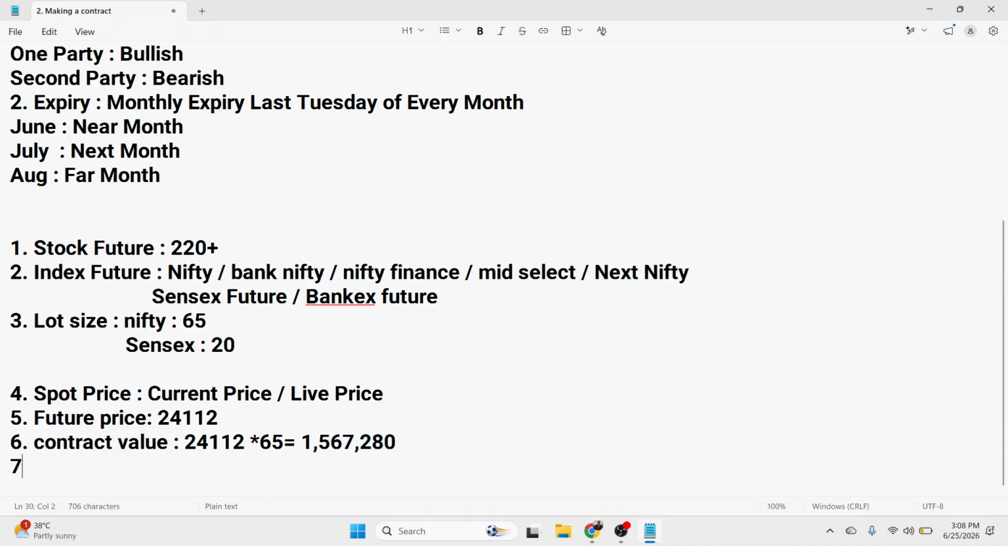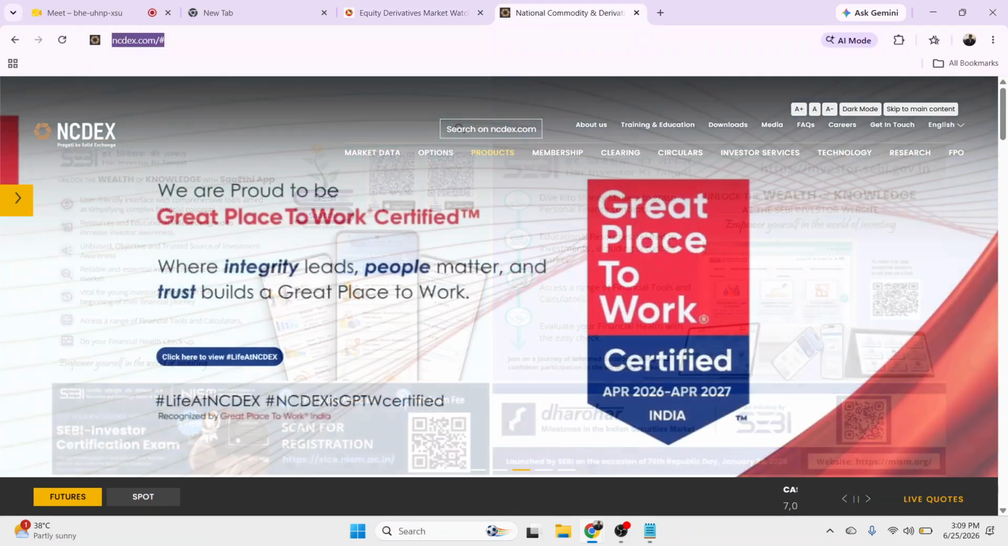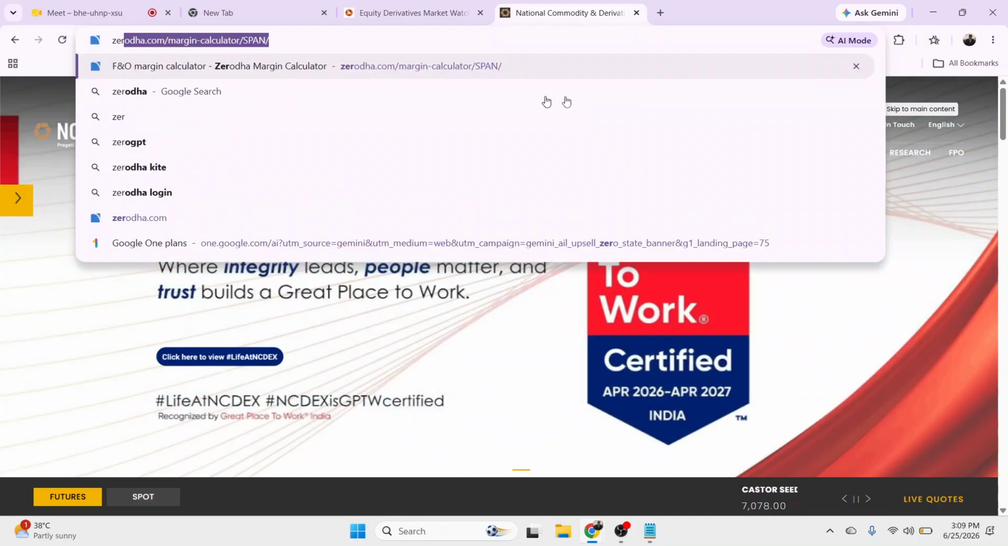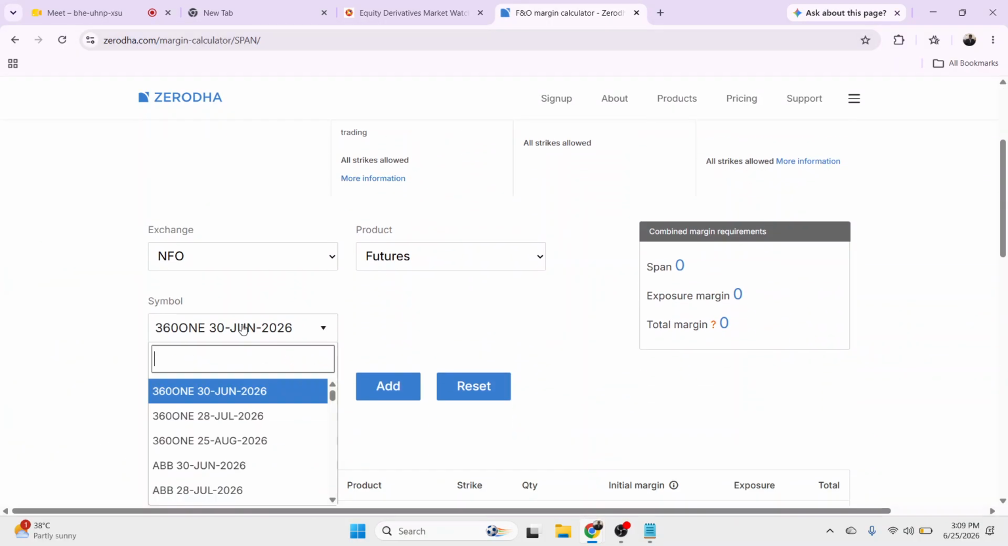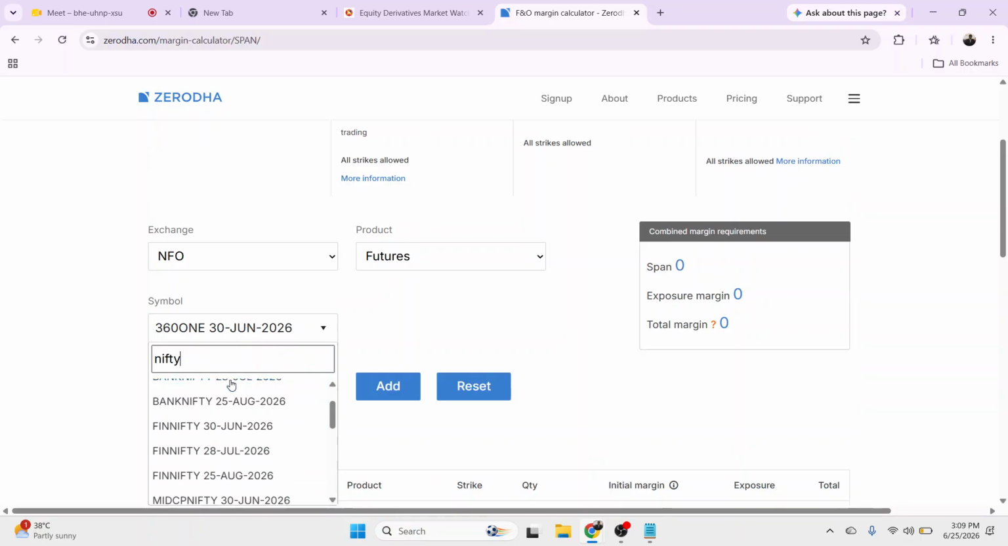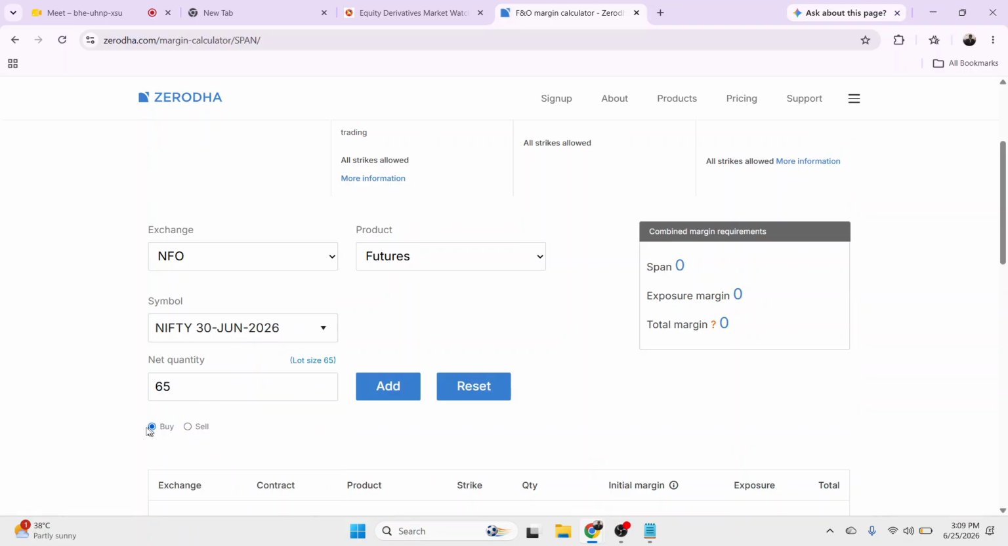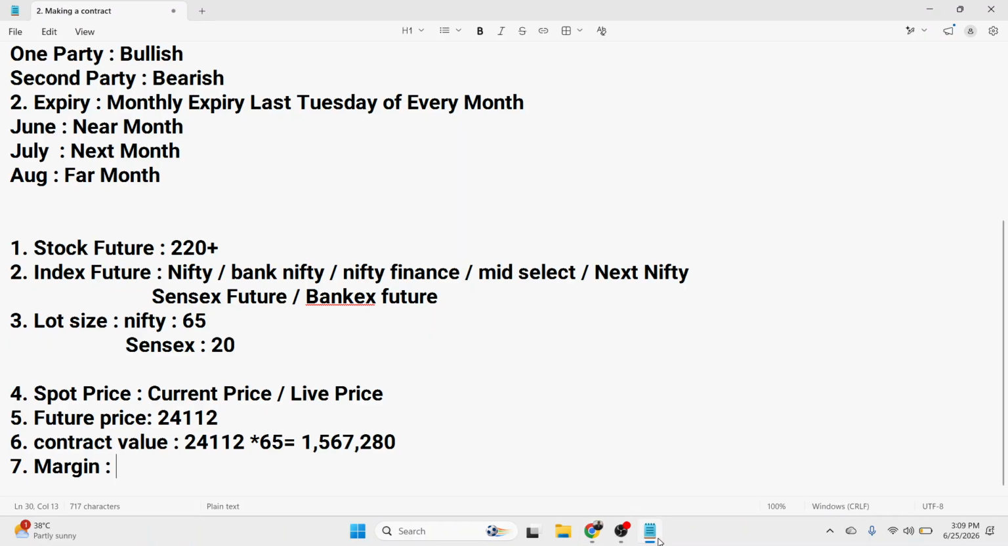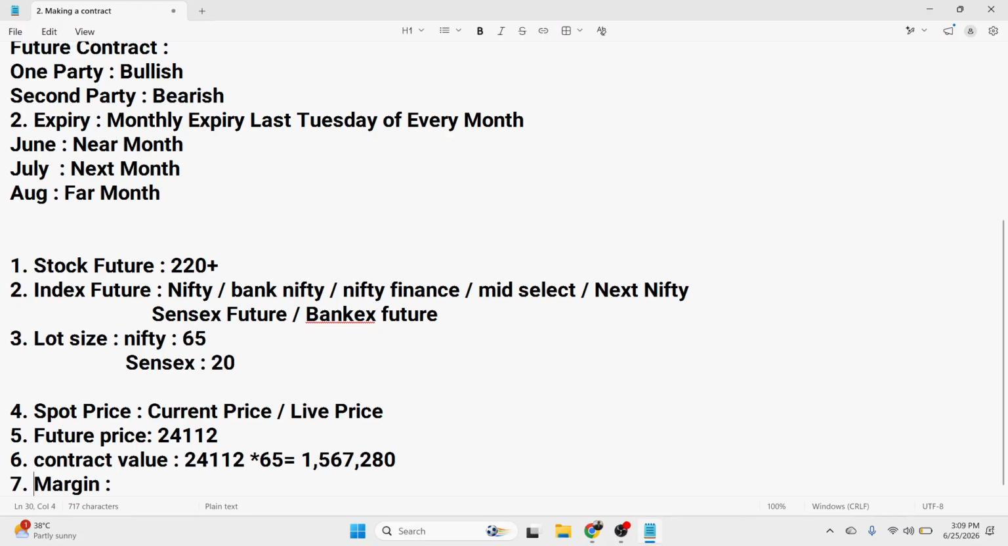But for this contract value, you have to pay only the margin required to maintain this position. You can go to another website I have told you about, Zerodha's margin calculator. So you can go here and select Nifty. If you want, you can buy, and if you want, you can sell. If you click here, you have to pay only 1,77,050. This would be my total margin, which I have to pay at the time of making a contract.